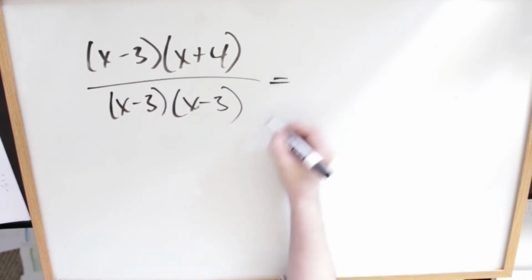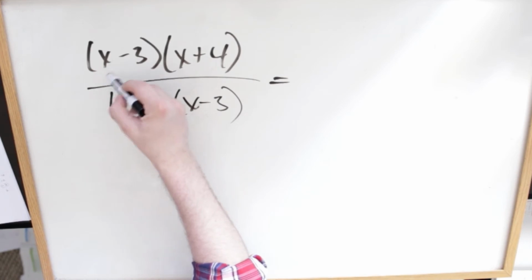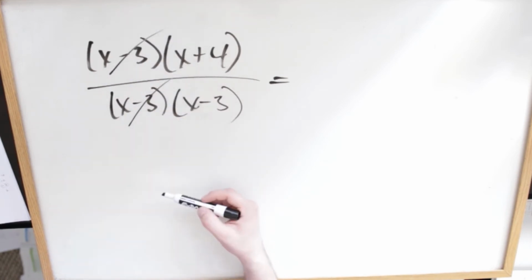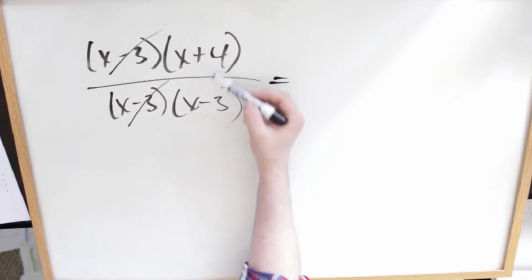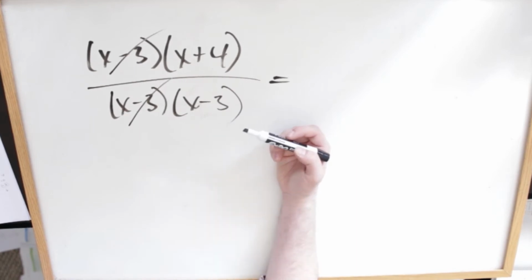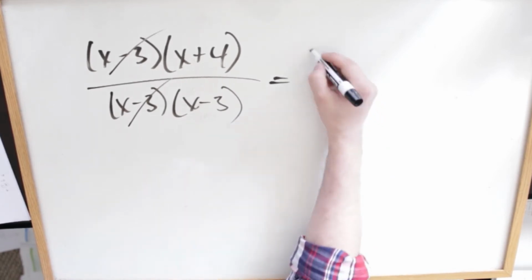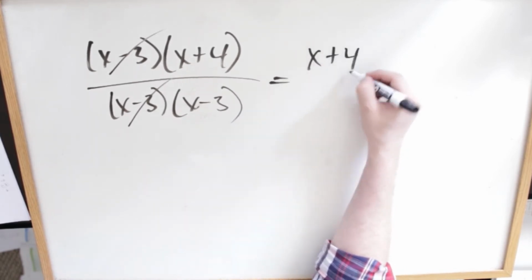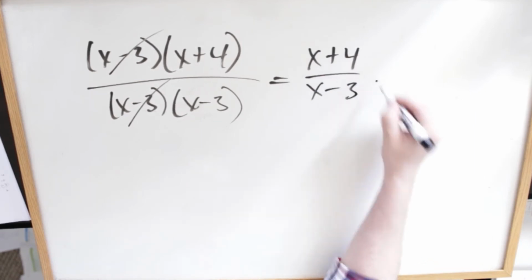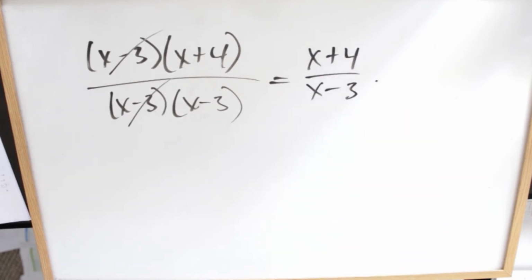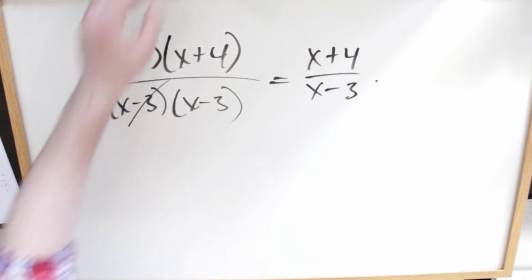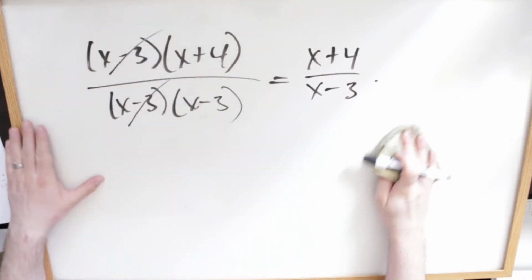So now what we're going to do is we see that there's an x minus 3 here, an x minus 3 there. These aren't the same factors, so we can't cancel them out. So our final answer is going to be x plus 4 all over x minus 3. And that's our solution. All right, so that's how you do that one. Let's go ahead and jump to another question. We're going to have a few of these.